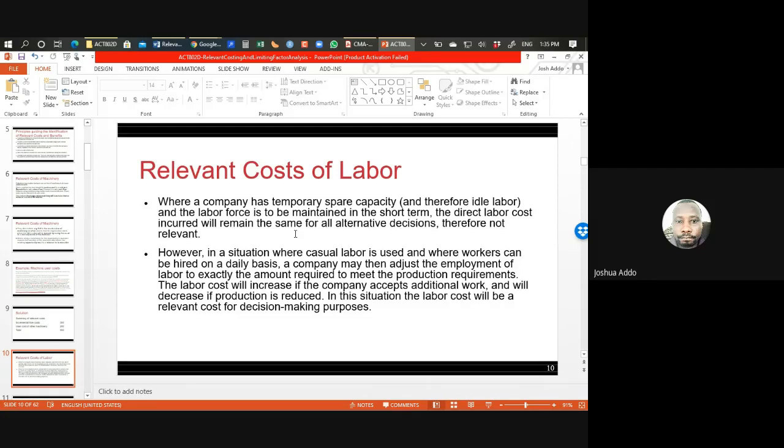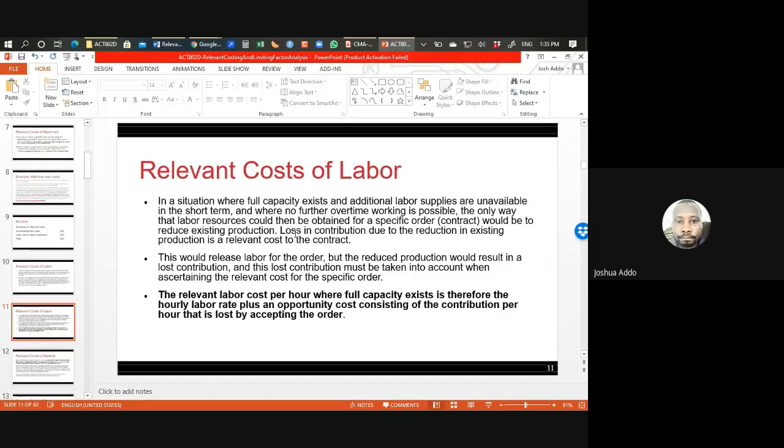So that's it. These are the main issues to note there. So let me give you the summary. The relevant labor cost per hour where full capacity exists is therefore the hourly labor rate plus an opportunity cost consisting of the contribution per hour that is lost by accepting the order. I didn't add that last part. There's also an opportunity cost where there's full capacity.